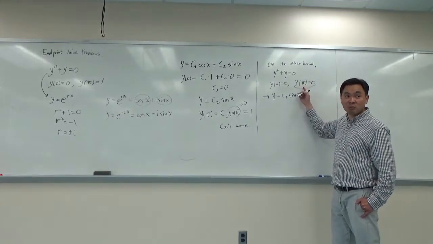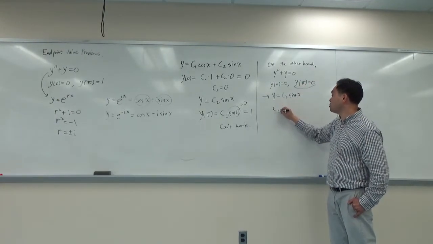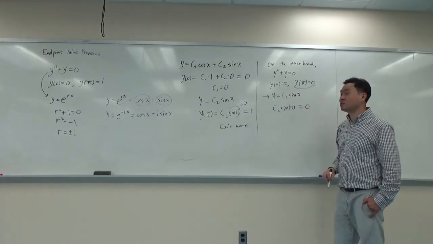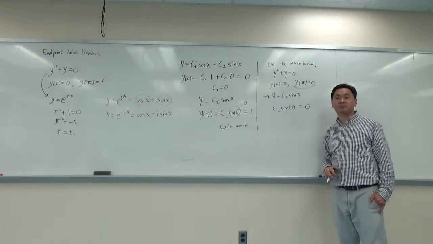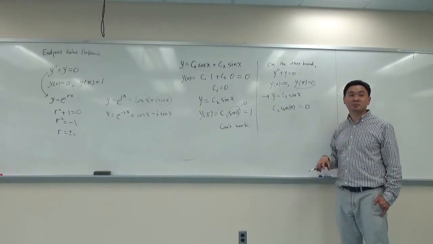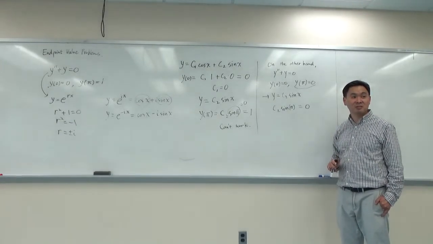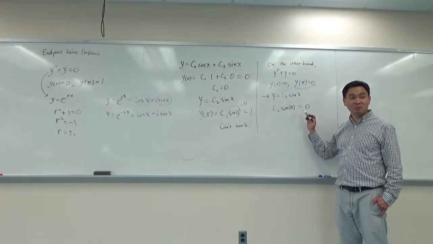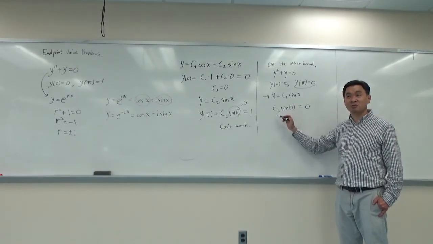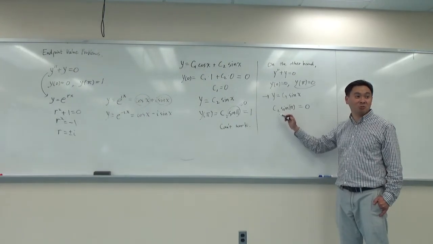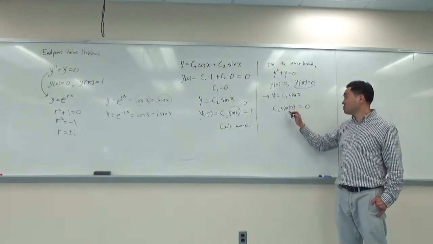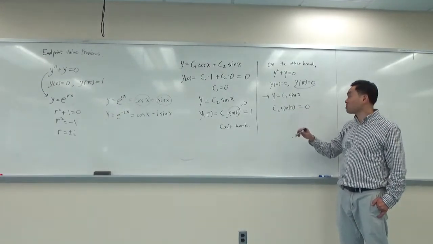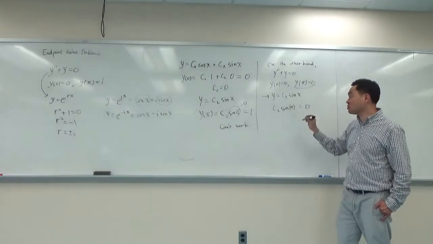Let's see what happens when you try to apply this condition. c2 times sine of pi equals 0. What's the value of c2? Can this happen? Yes, it can. For what value of c2? Anything, right? c2 can be 3 or 4, any number, because sine pi is 0, any number times 0 is 0. So this is true for any number c2.